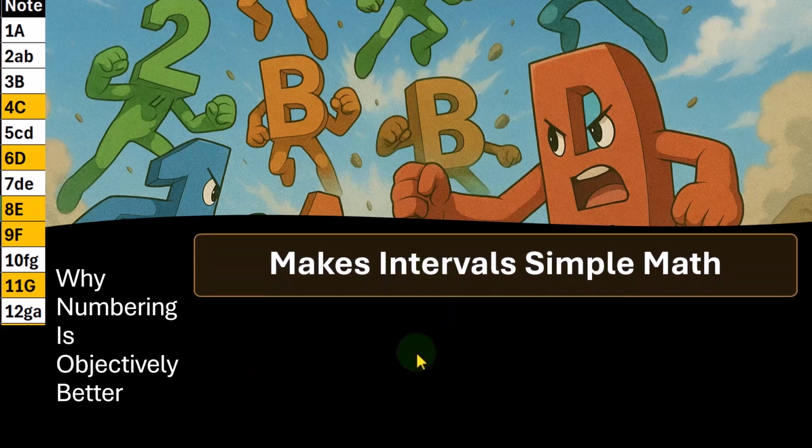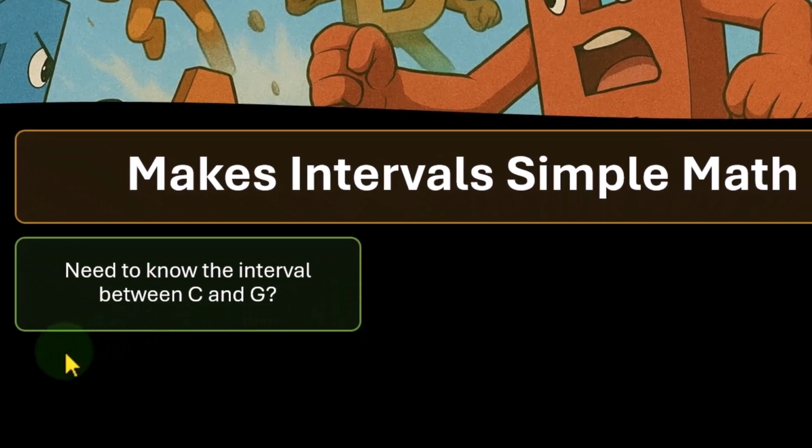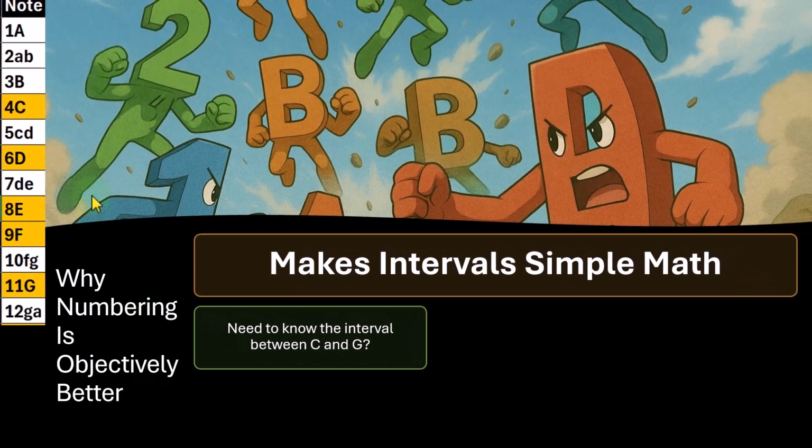So, make intervals simple math. If you need to know the interval between C and G, let's just say you're on a guitar, on two different strings, and I'm trying to say what's the distance between the C and the G. I can't count it up because I'm not on a piano. I can't just count the notes. I have to count out the letters in my head.